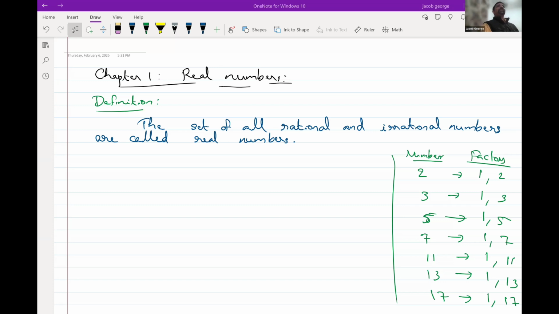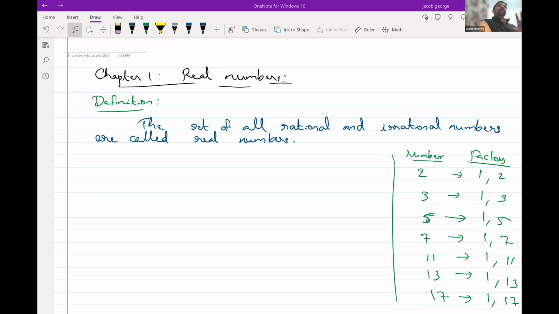Class 5 or 6, you have studied this one. 1 is neither prime nor composite, because 1 has only one factor, 1 itself, right? It is neither prime nor composite, okay? If you have small brothers or sisters at home in class 5 or 6, you can explain it to them. They will be very keen to listen to you when you explain, okay?